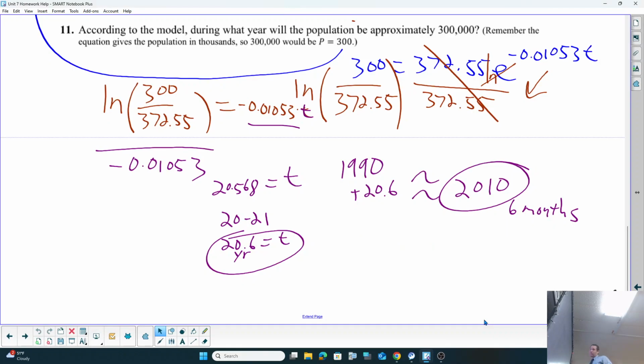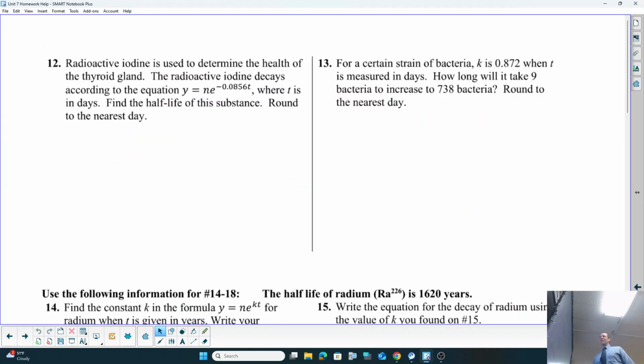So where we finished off was 7.5. So we're on the next page now, number 12. Radioactive iodine is used to determine the health of the thyroid gland. The radioactive iodine decay is according to this equation, where t is in days. Find the half-life of this substance, rounded to the nearest day.